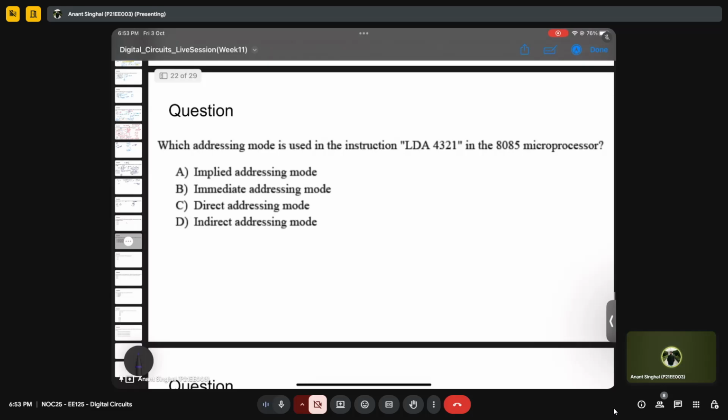It says which addressing mode is used in the instruction LDA 4321. So anyone having any idea, you can try it out in the chat box and write your answers in the chat box. I'll give you 2 minutes again.